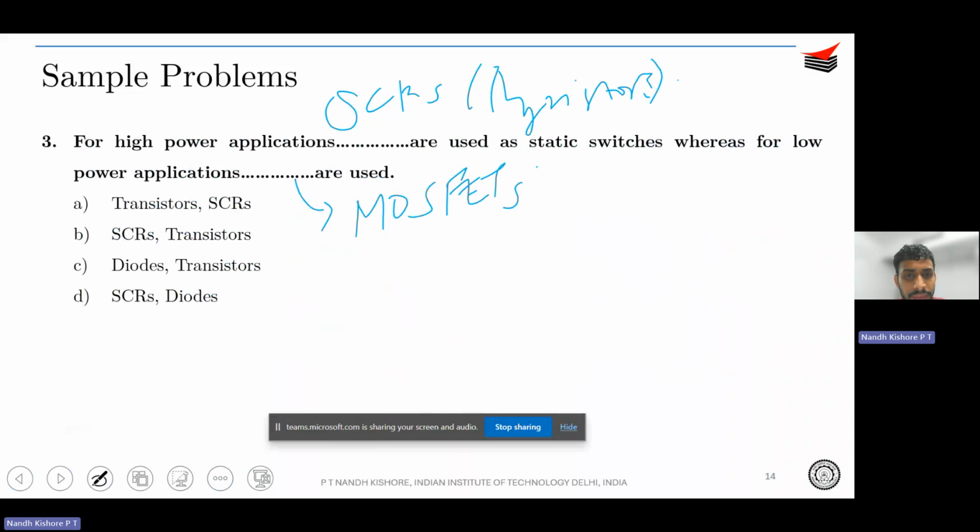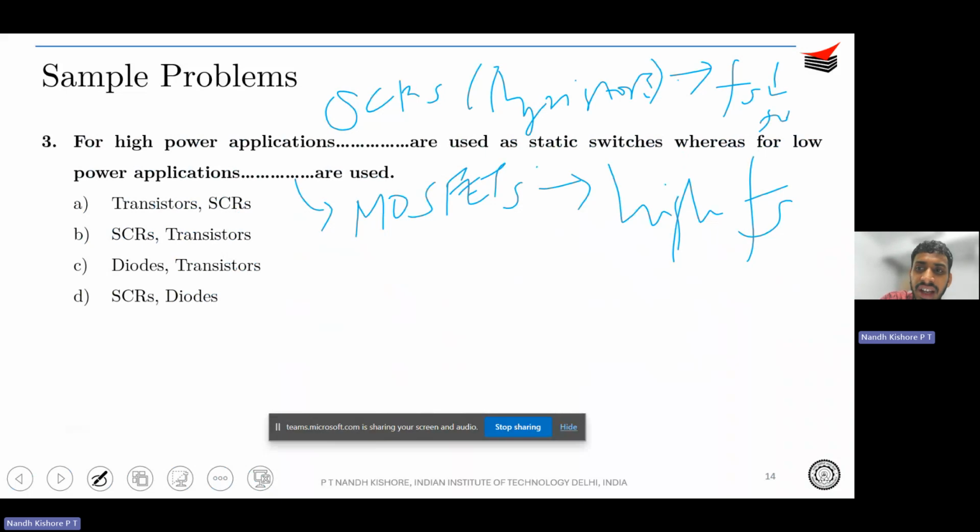The idea is generally for low power applications, we go for higher switching frequencies. High switching frequencies, and this may operate at very low frequencies or even 50 hertz, the line frequency. Let me rewrite it over here.